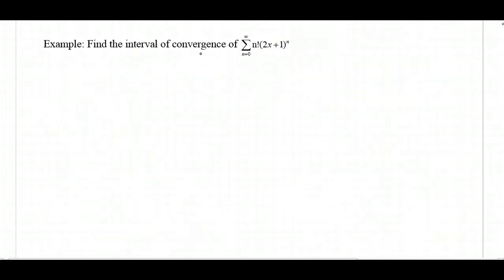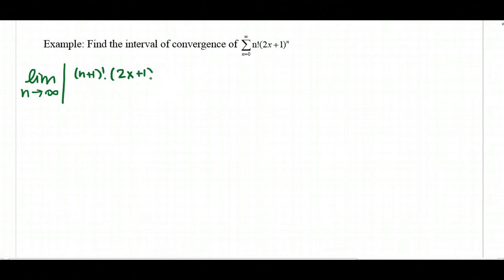Alright, final example. Find the interval of convergence for the sum from n equals 0 to infinity of n factorial, so my c sub n is not constant, times 2x plus 1 to the n. So we'll need to use the ratio test: the limit as n approaches infinity of the absolute value of n plus 1 factorial times 2x plus 1 to the n plus 1, over, since we're not dealing with a rational function, I'll just put it directly over a sub n, which is n factorial times 2x plus 1 to the n, and I need this to be less than 1.